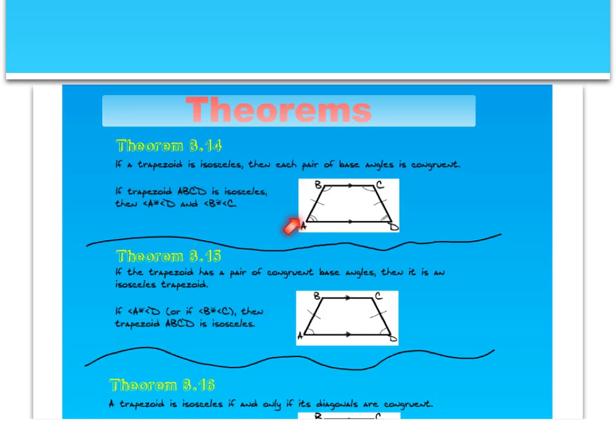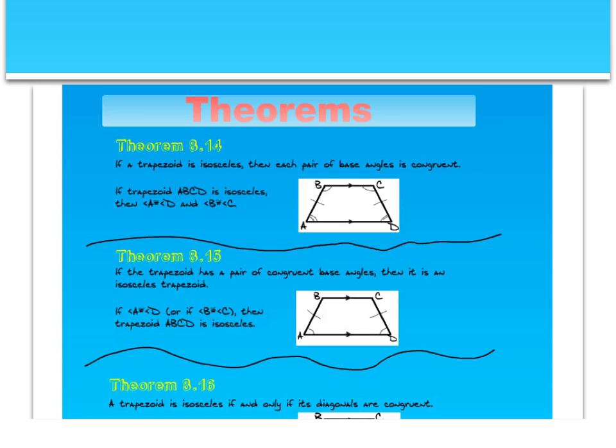If a trapezoid, so here we have a trapezoid, is isosceles, and what I mean by isosceles is that the legs are congruent, then each pair of base angles is congruent. So angle A and angle D are congruent, and angle B and angle C are congruent. A big error that's often made here is that AD is a base, but also BC is a base, because remember, it's any of those parallel sides. Those are considered bases. So the angles adjacent to that base must be congruent.